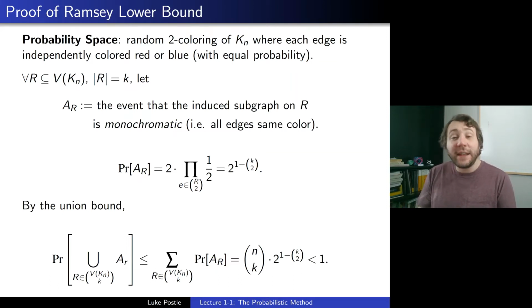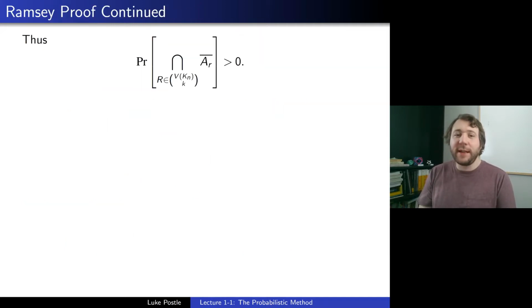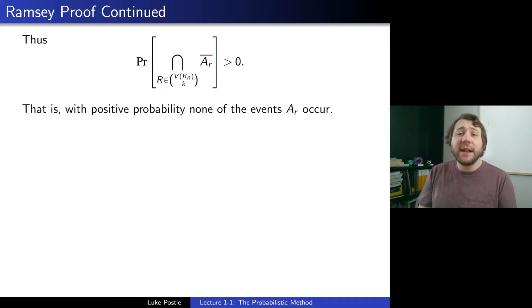And now what we know by assumption of that first part of the theorem is that this number is less than 1. So it doesn't add up to the whole probability space. What does that mean? It means that the complement of that, which is the intersection of all the complementary events, is greater than 0. In other words, with positive probability, none of the events A_R occur. So with some positive, greater than 0 chance, we avoid all of the bad events.